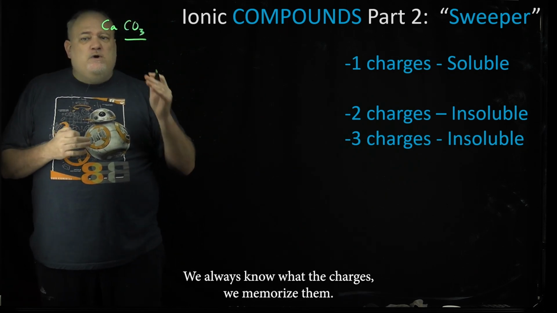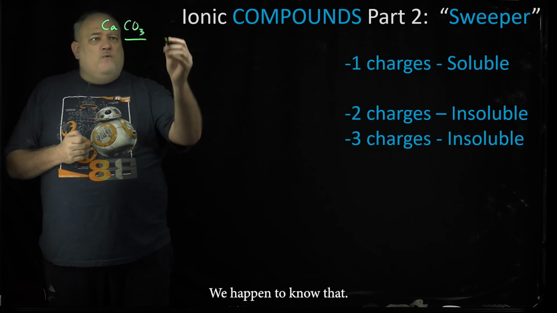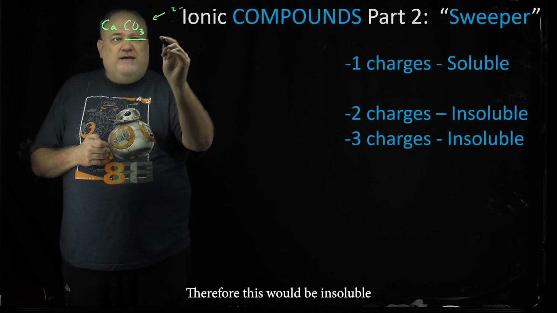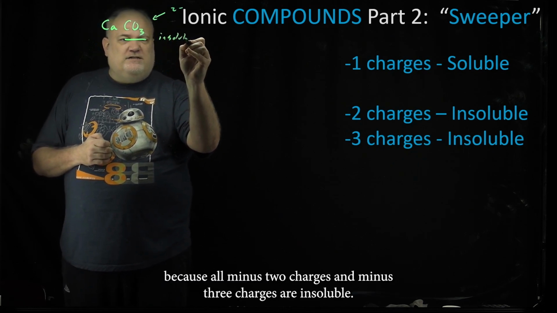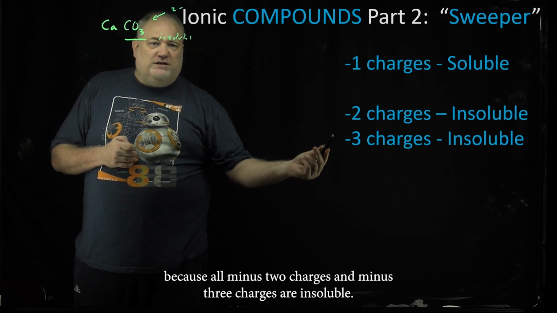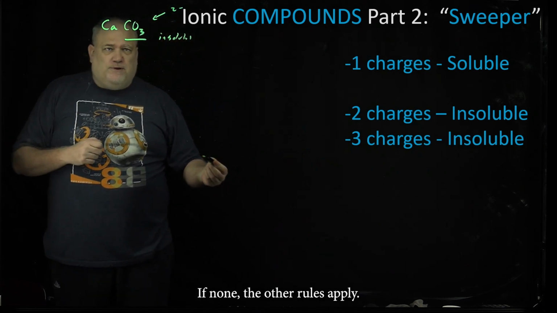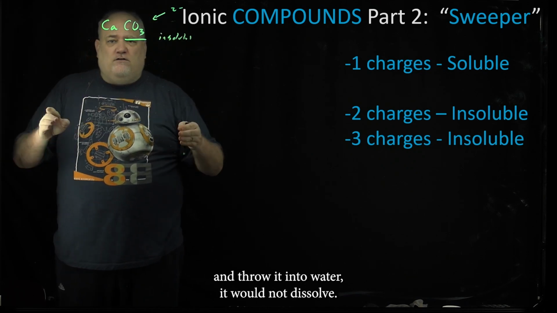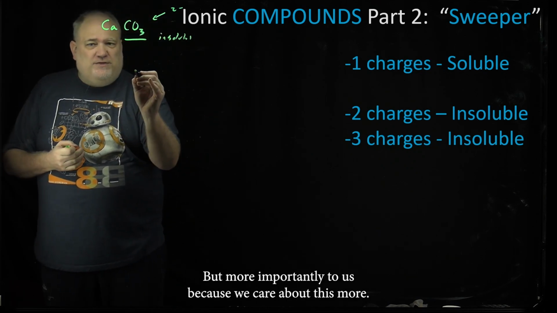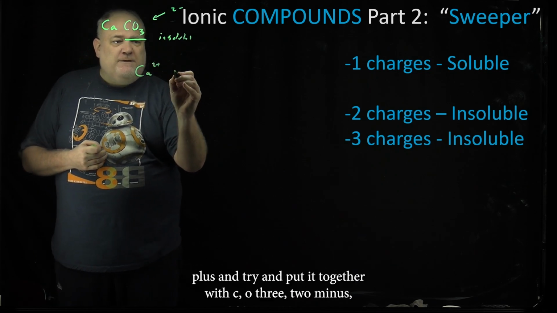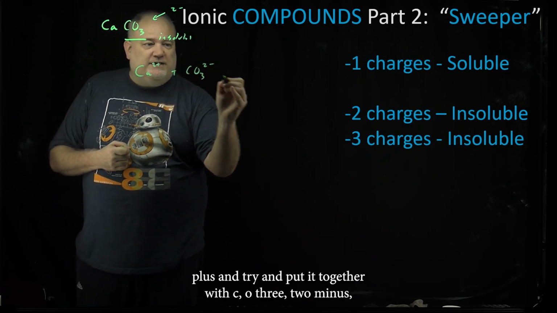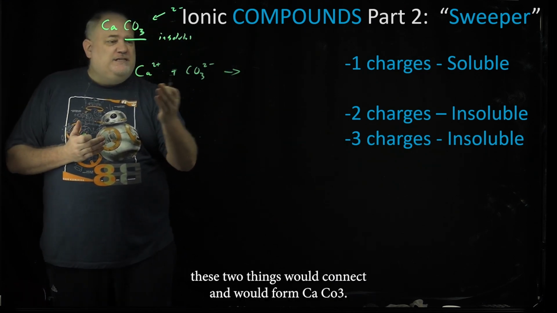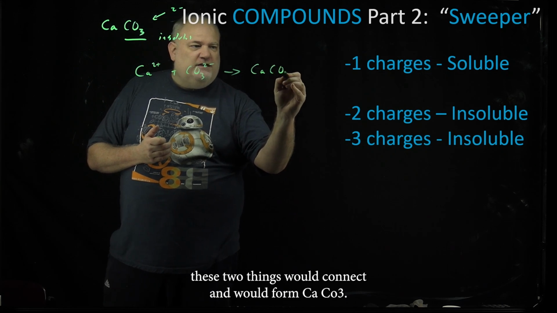The negative ion, we always know what the charge is because we've memorized them. We happen to know that CO3 is a 2-. Therefore, this would be insoluble because all -2 charges and -3 charges are insoluble if none of the other rules apply. So calcium carbonate, if we were to take it and throw it into water, it would not dissolve. But more importantly to us, because we care about this more, if we were to take Ca2+ and try and put it together with CO3 2-, we would look at the rules and we'd say it's insoluble, which is what we look for, which means that these 2 things would connect and would form CaCO3.